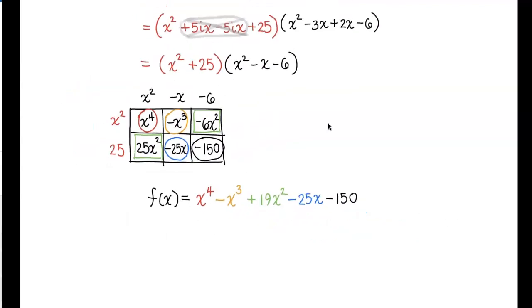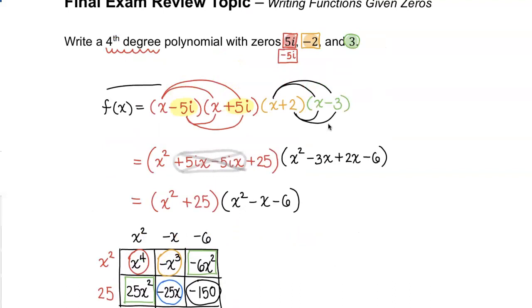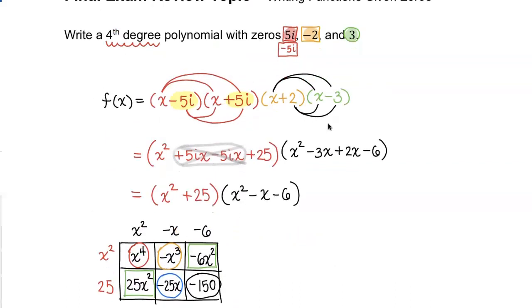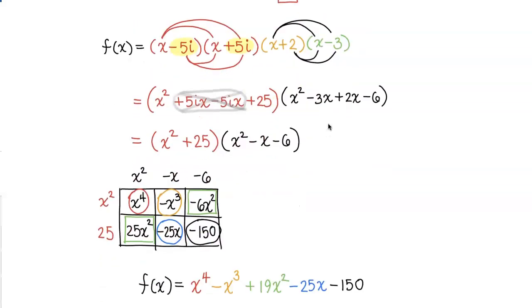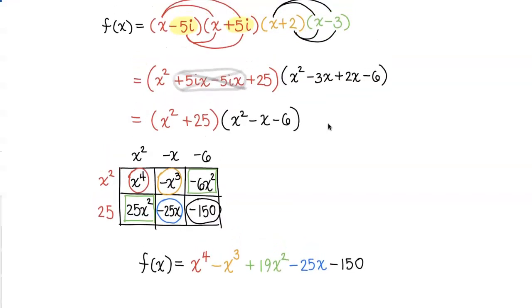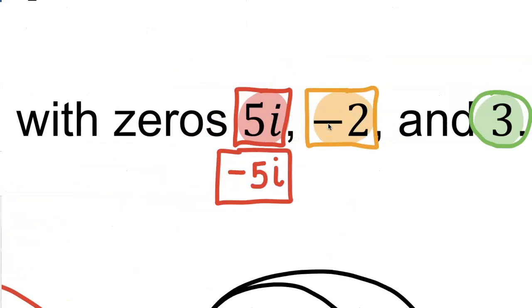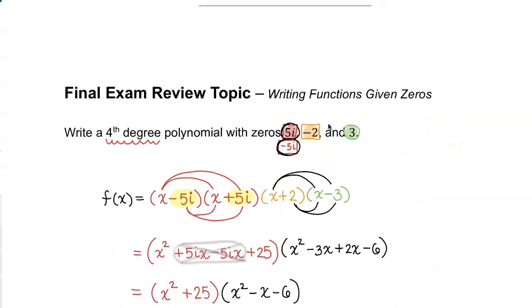So, writing the polynomial itself was just not much. But we did spend some time simplifying this polynomial all the way down to a standard form. But remember, the important theorem that you have to remember is called the conjugate zeros theorem, that when you have 5i as a zero, then negative 5i, its conjugate pair, is also a zero of that polynomial.